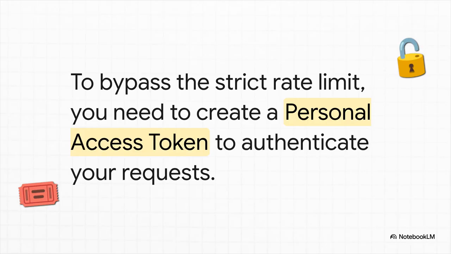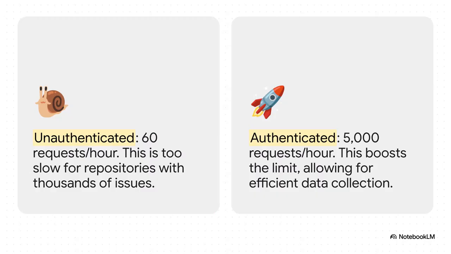The solution: our key to the treasure room is a personal access token. It's a simple little token you generate in your GitHub settings that just proves to the API who you are. And the difference this token makes is just night and day. You go from a slow crawl of 60 requests per hour to a full-on sprint at 5,000. This is the moment we unlock the API's full potential and can finally download everything we need.